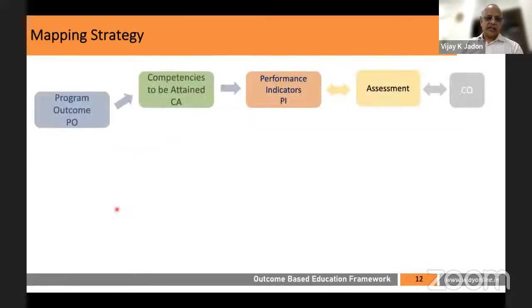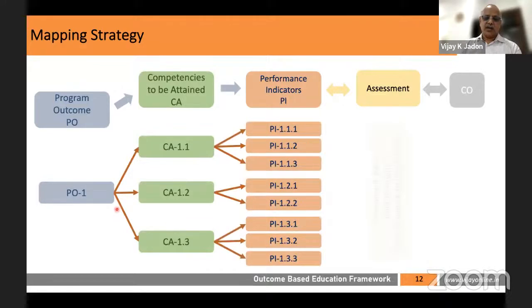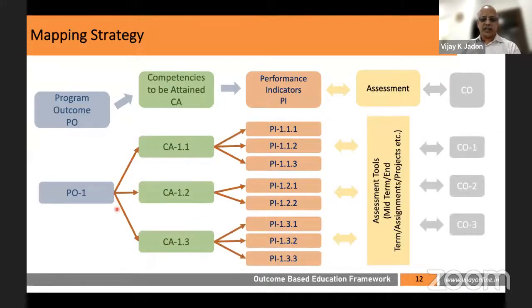So that is why the teacher's role will be important. This is a chart where we are mapping the program outcomes or graduate attributes, finally to the course outcomes through different levels, so that we can evaluate this. Every assessment is to be mapped with some performance indicator.